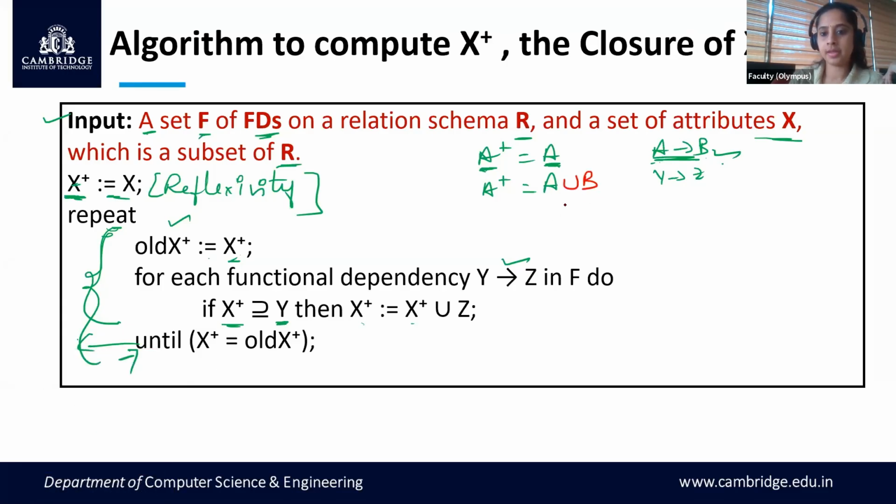A union B, which is equal to AB. So what was the next functional dependency? B tends to C, right? Now I'm done with this. Again, for the loop: if old X is equal to new X. No, I'm not able to find it. Now, next one. For each functional dependency, now I have a new functional dependency.